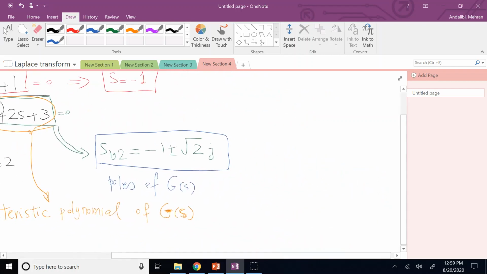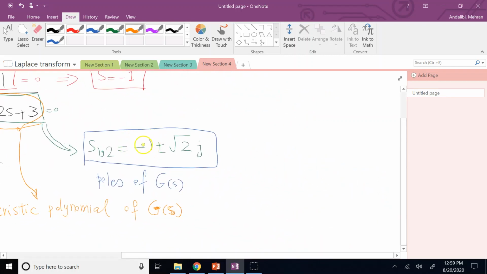So in this case, if you look at the poles, the real part is negative and their imaginary parts are positive and negative. They are complex conjugates. So if you plot these poles in the complex plane, right? So this is the imaginary axis and this is the real axis. These poles are like here. One of them is here, one of them is here. Correct? Where this is -1, this is square root 2, this is negative square root 2.